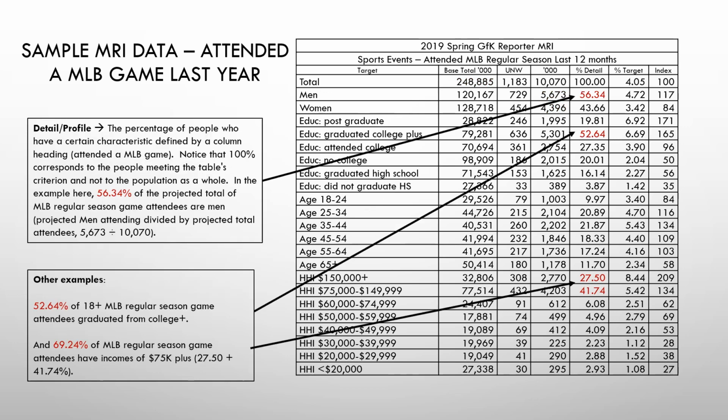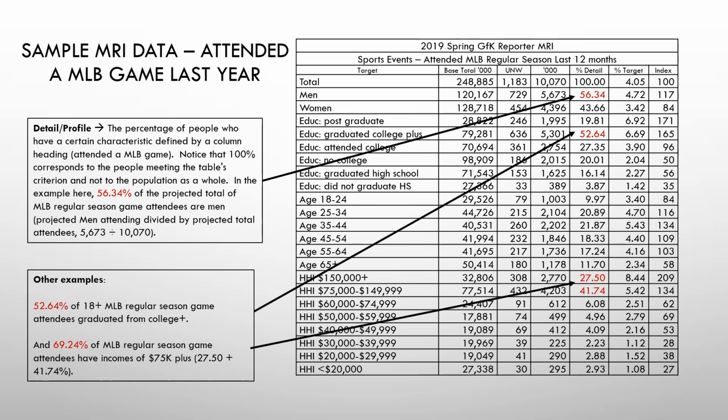Now things get a little bit more complicated. The next column over from those three zeros is called the percent detail, or the profile. This is the percentage of people who have a certain characteristic defined by a column heading. In this case, attended a Major League Baseball game. Notice that 100% corresponds to the people meeting the table's criterion and not the population as a whole.